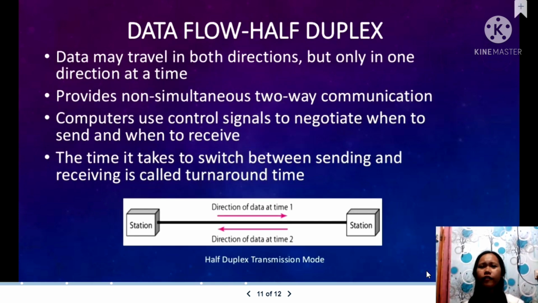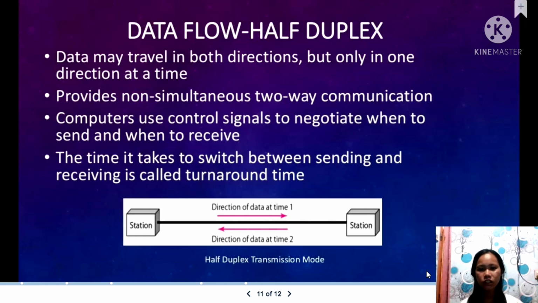So, data flow half duplex. Data may travel in both directions, but only one direction at a time. It provides non-simultaneous two-way communication. Computers use control signals to negotiate when to send and when to receive. The time it takes to switch between sending and receiving is called turnaround time.